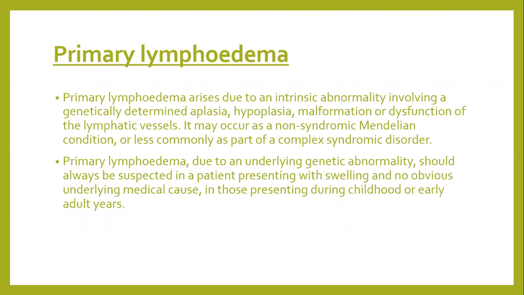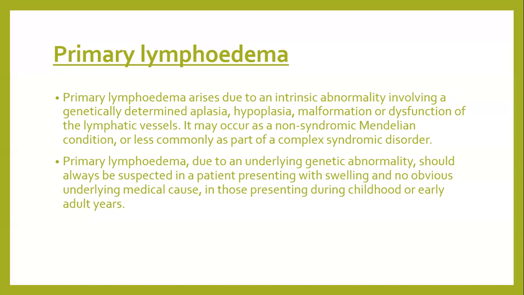Primary lymphedema arises due to some intrinsic abnormality involving a genetically determined aplasia, hypoplasia, malformation, or dysfunction of the lymphatic vessels. So, primary lymphedema is an intrinsic abnormality. पैदाइशी या शुरू ही से ये डिफेक्ट मौजूद होता है.